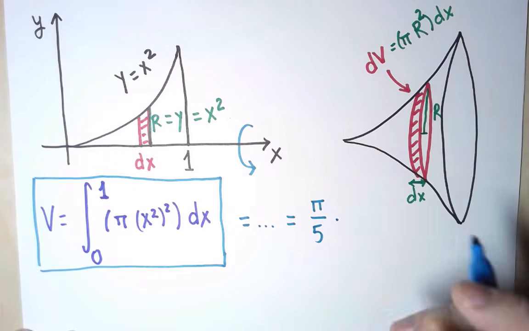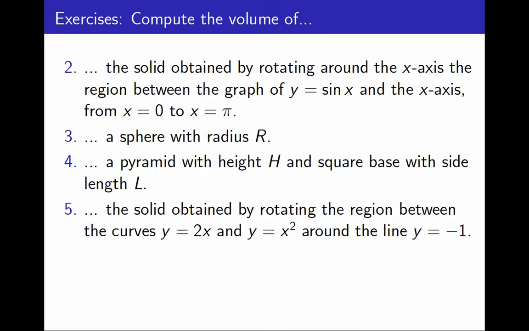pi over 5. To conclude this video, in case you want to practice this method, here are 4 examples of solids whose volume you can compute with exactly the same idea as I have used in the one example in this video. The calculations are more complicated, but the idea is the same. They are all carrots that you have to slice infinitesimally thin.